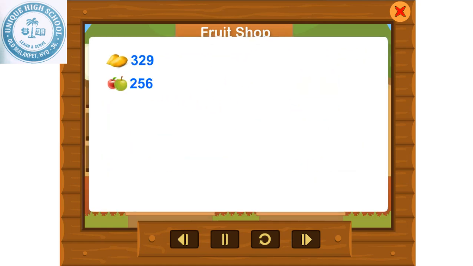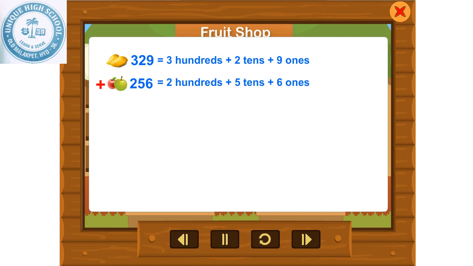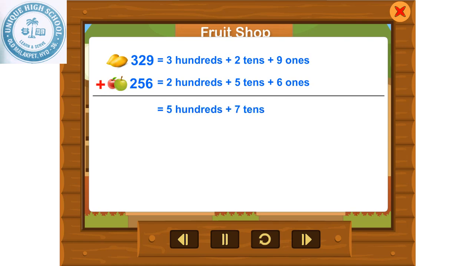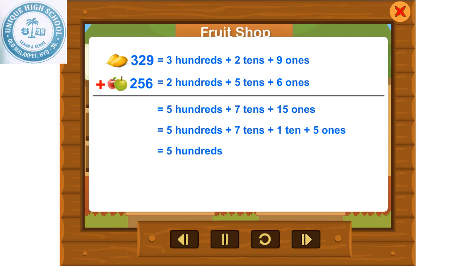Oh, how did you do that, Mango Box? Look, 329 plus 256 is equal to 300s plus 2 tens plus 9 ones plus 200s plus 5 tens plus 6 ones is equal to 500s plus 7 tens plus 15 ones is equal to 500s plus 7 tens plus 1 ten plus 5 ones is equal to 500s plus 8 tens plus 5 ones is equal to 500 plus 80 plus 5 is equal to 585.